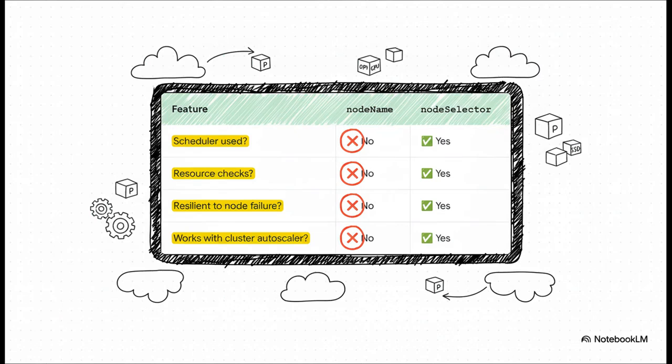And let's get into the nitty-gritty, because the details matter. When you use nodeName, you're actually bypassing the Kubernetes scheduler completely. Think about that. No resource checks, no health checks, nothing. It's a totally blind assignment. nodeSelector, on the other hand, uses the full intelligence of the scheduler. It checks for available resources, it's resilient to node failures, and it works beautifully with things like the cluster autoscaler. So for any kind of production workload, the choice is, well, it's not really a choice, is it?